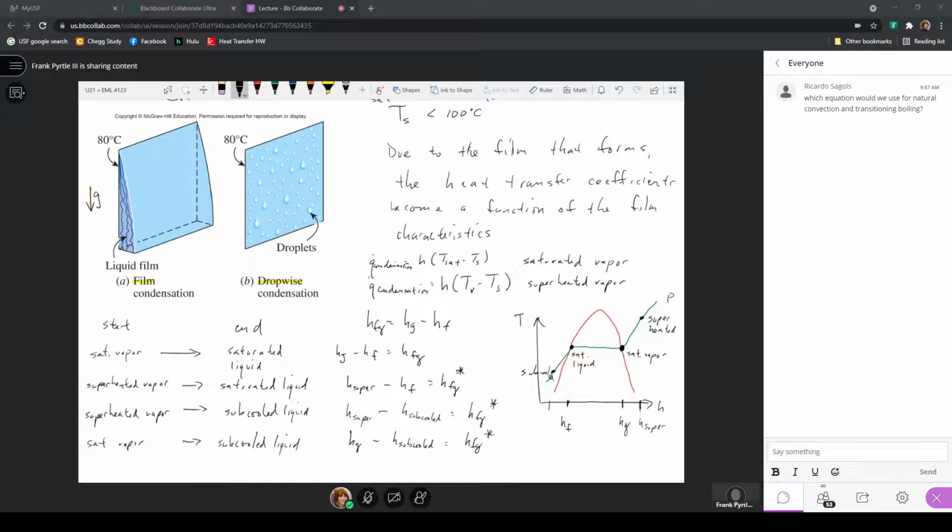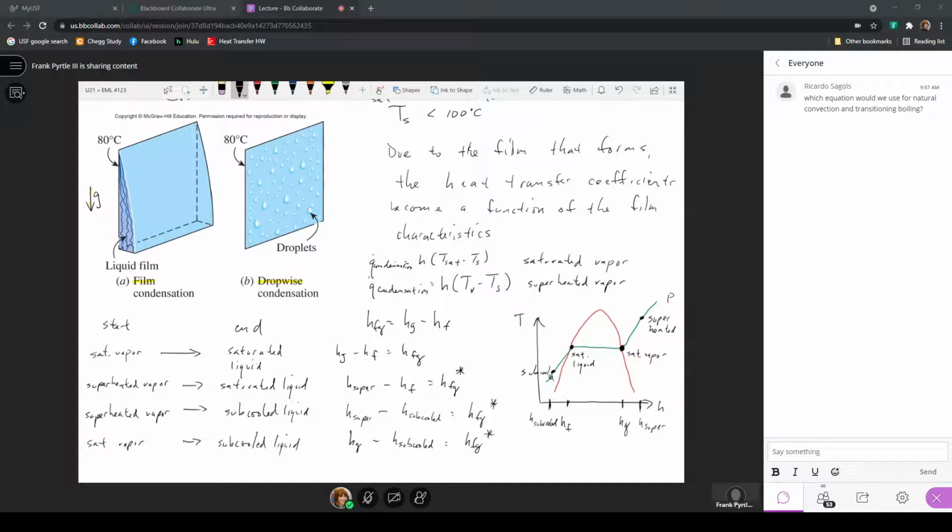So here, this is, I call H subcooled down here. And then finally from saturated vapor here to a subcooled liquid, I start with HG, have to go all the way down to HF, and then down to H subcooled here. So this is HG minus H subcooled. Each of these has a different expression associated with it.